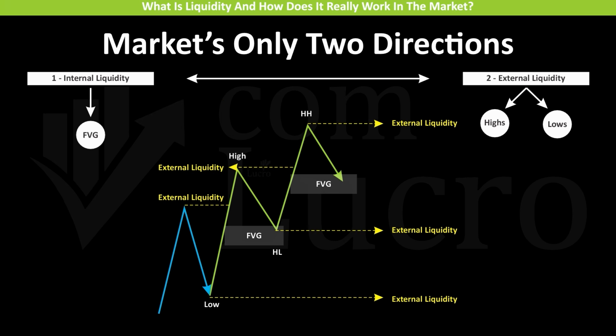Looking at this schematic figure, we can see a rally wave moving upward, sweeping the external liquidity above the previous high. After that, price shifts toward internal liquidity, represented by a fair value gap, to rebalance inefficiencies left behind. From there, price transitions again toward external liquidity. In essence, the market moves from internal to external liquidity, then back again. Once external liquidity is taken, price often seeks balance by returning to internal liquidity, filling the most recent gaps.